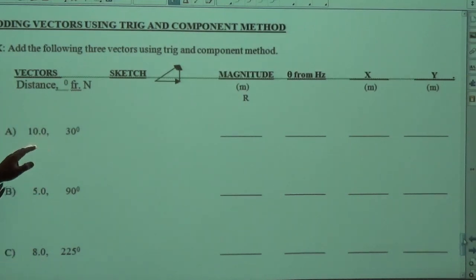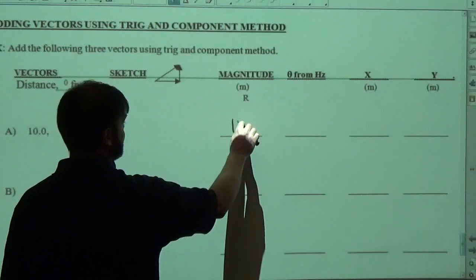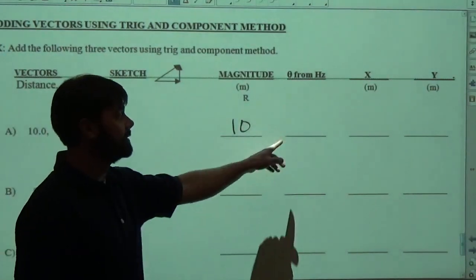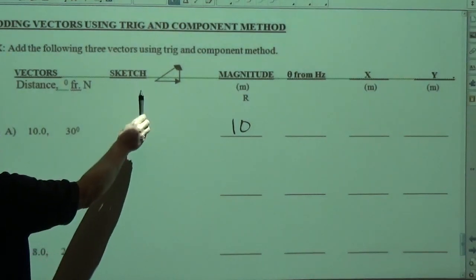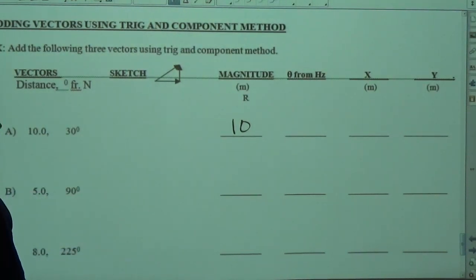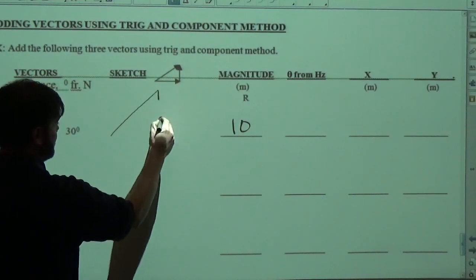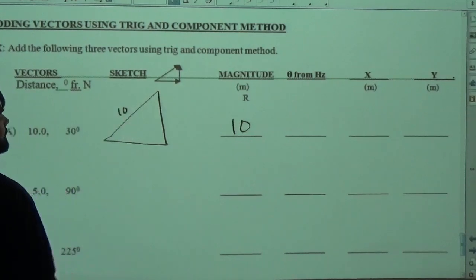So here's the first vector. Vector A says it has a magnitude of 10 and it is 30 degrees from north. So the only thing I know for certain is the magnitude of this is equal to 10. The degree from horizontal is not the same as the degree from north. Remember, 0 degrees is straight up and down, it's rotated 30 degrees this way, so I know that the triangle is going to look something like this, with the resultant, we know that this is equal to 10.